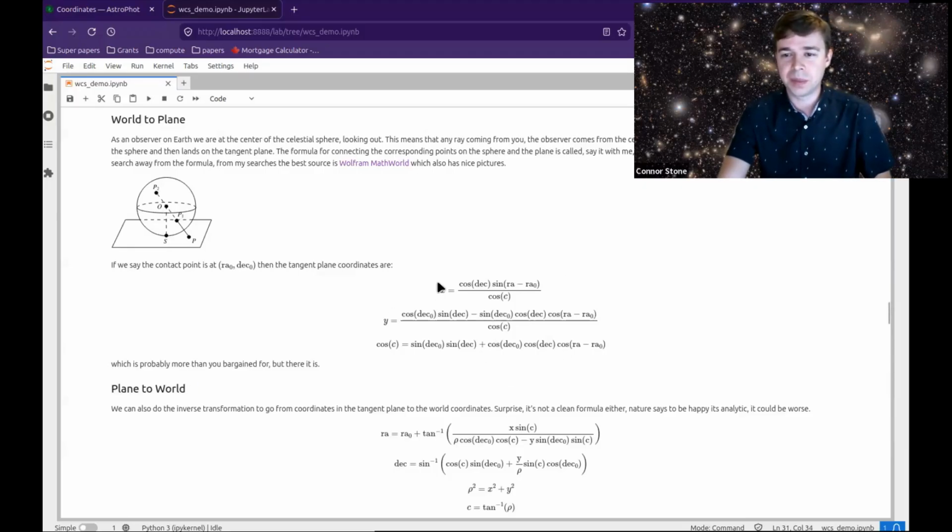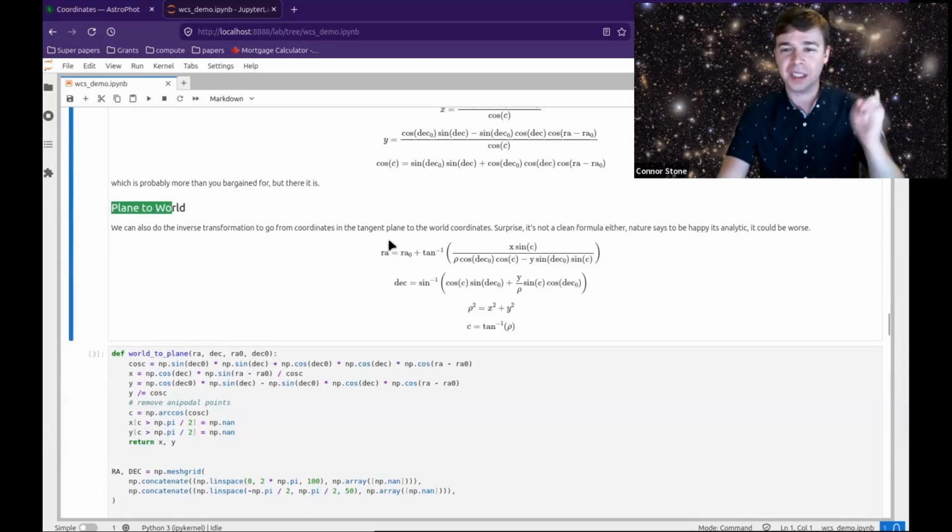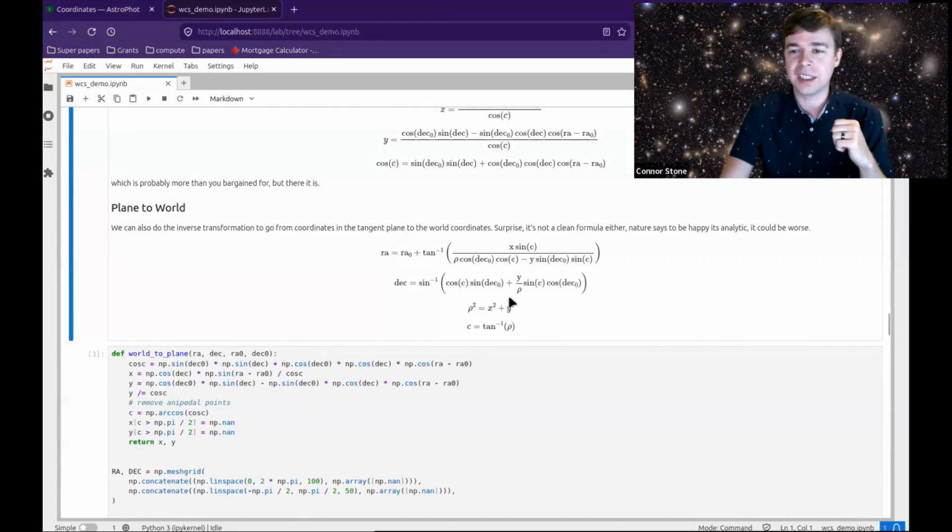This is the transformation between them. X and Y are the tangent plane coordinates. RA and Dec are the celestial sphere coordinates. RA0 and Dec0 are the CRVAL, the reference point on the world coordinate system. And this cos C is just an annoyingly long expression, so I separated it out. Okay, so that's a nasty transformation, but it works. Plane to world is the inverse of this transformation, so that's how we get an RA Dec given a tangent plane coordinate. It doesn't look nice, but again, it's all wrapped up, so you don't need to really think about it too much.